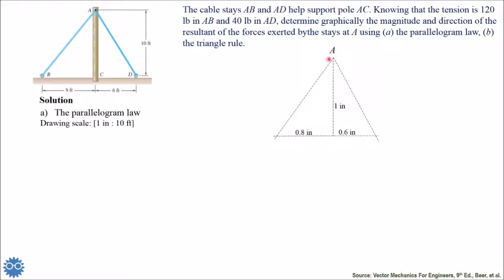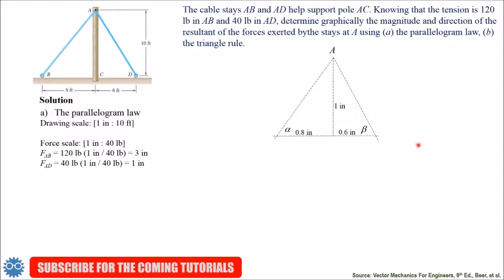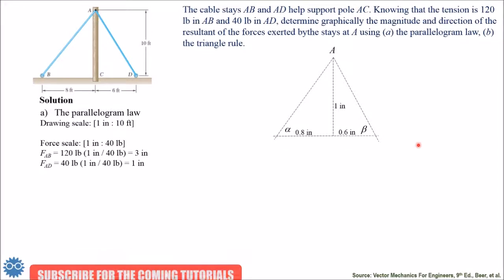Now, we have the dimensions. 1 inch vertical is equivalent to 10 feet here, 0.6 inches and 0.8 inches in order to have the exact shape on the paper. Now, we can define the angles, but we will use those angles in the next part when we use the triangle rule. But just we know that here is the angle alpha and here is the angle beta. Now we can start drawing the forces.